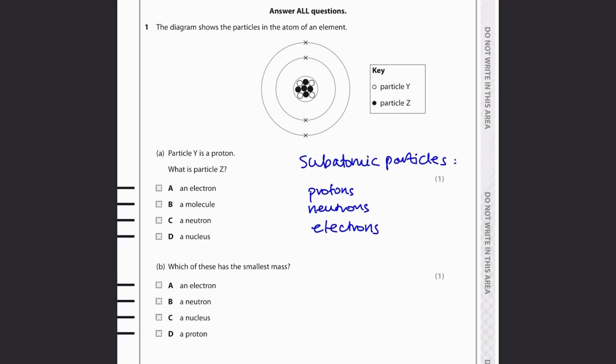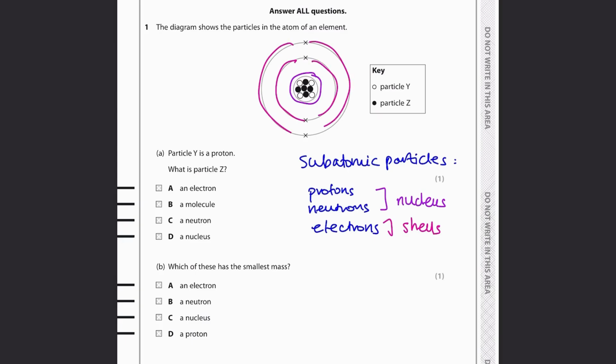The protons and the neutrons are in the nucleus. That is this bit over here. Whereas the electrons are in the shells. So this element has two shells. If particle Y, which is the white circle, is a proton, what is particle Z, which is the black circle? What's the other thing that's inside a nucleus? That would be a neutron.